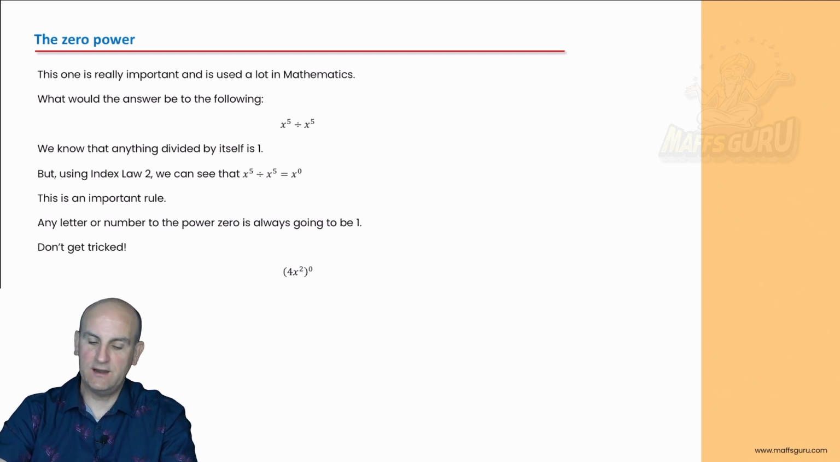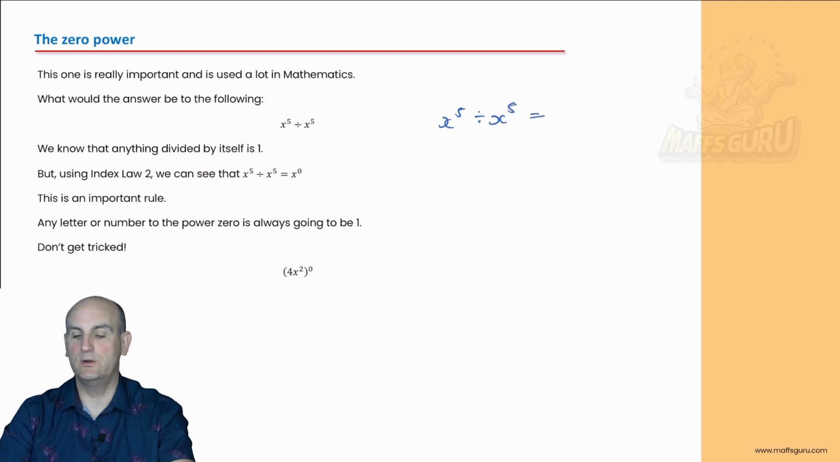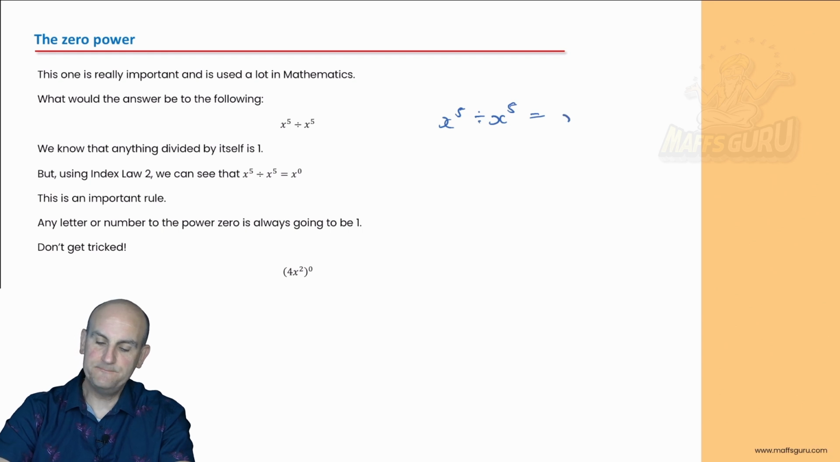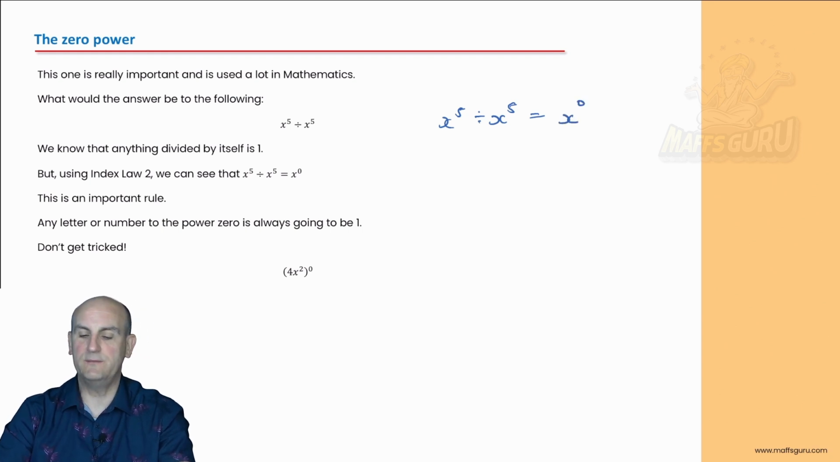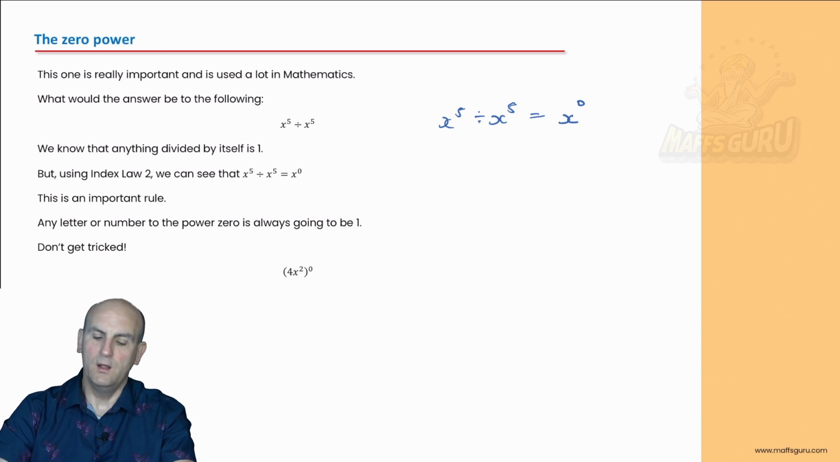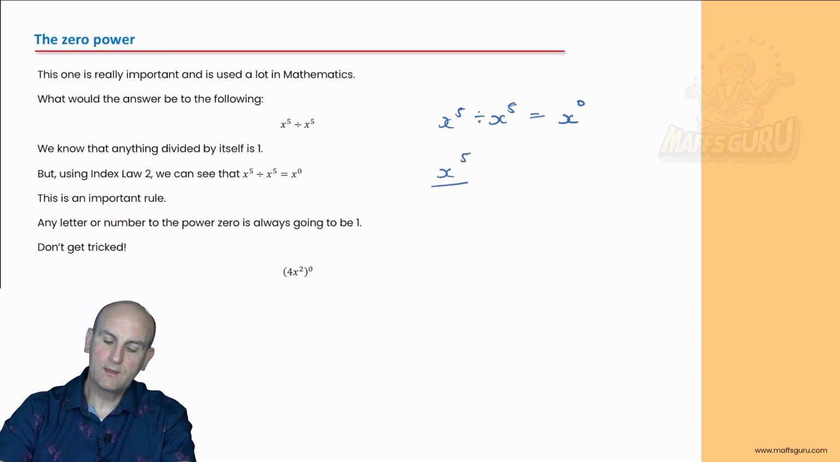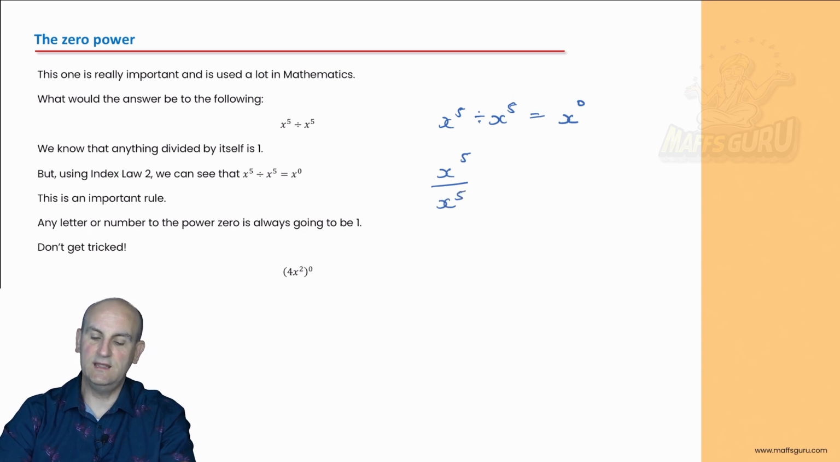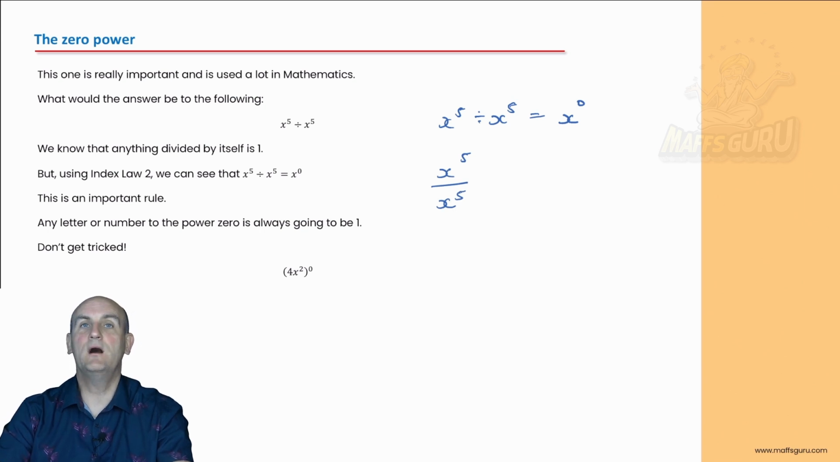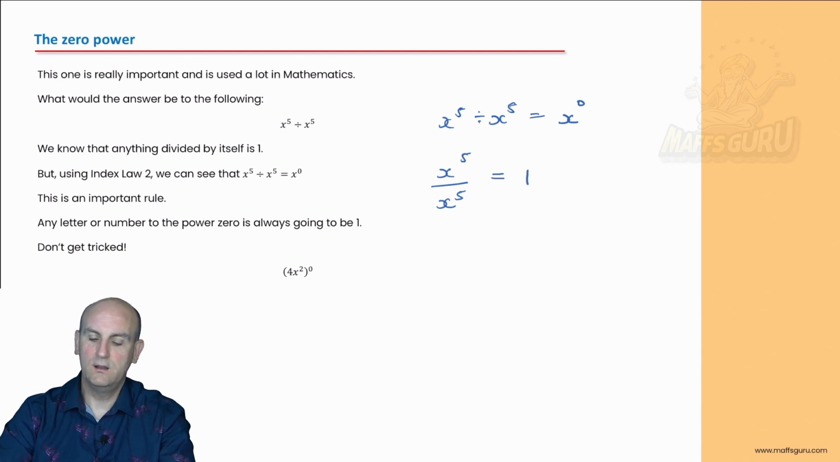So if we take x to the power of 5 and divide it by x to the power of 5, if we use the index rule, what do we get? We get x and x, they're the same. We divide, so we subtract the powers. So that becomes x to the power of 0. But we know that anything divided by itself, we see they are the same, is actually 1. Hold on a moment. So again, that would suggest that because they are the same, x to the power of 0 is equal to 1.